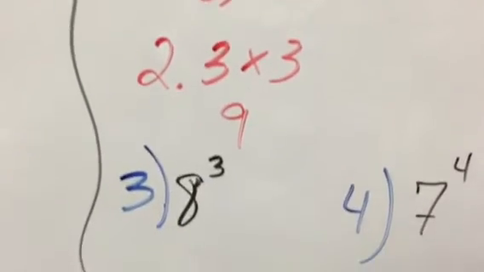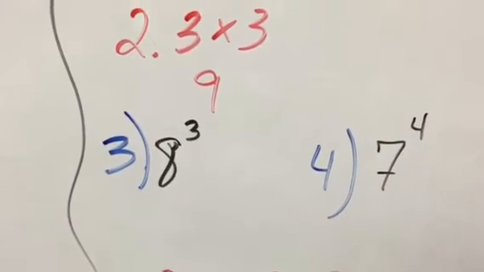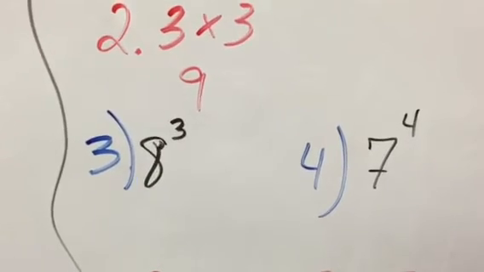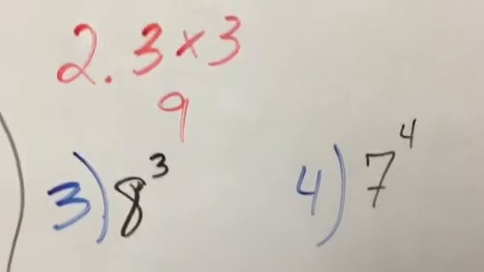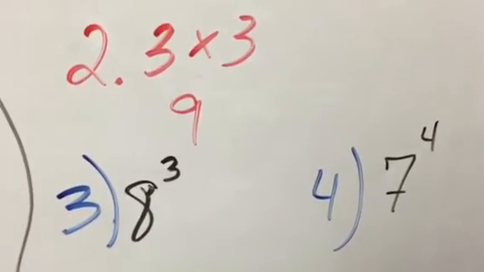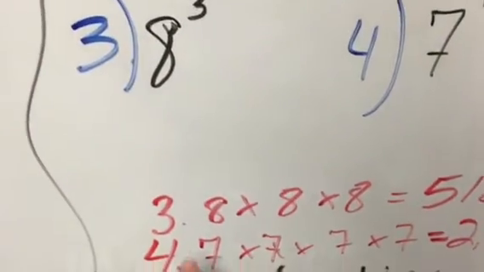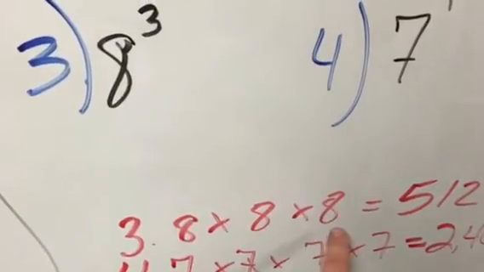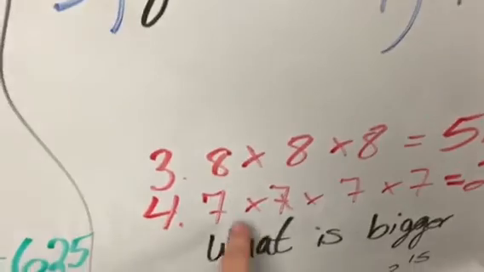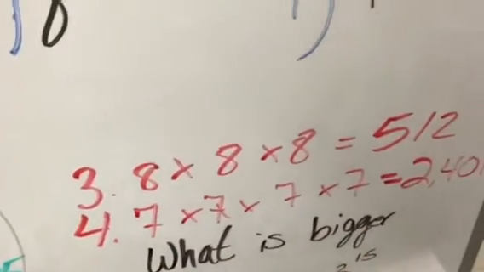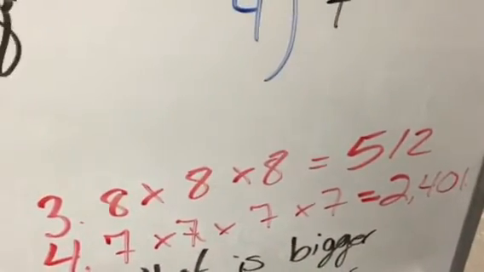The next two, 8 to the 3rd power or 7 to the 4th power. So this one, pause the video, see if you can get this. Right. 8 times 8 times 8 is 512. And 7 to the 4th power is 7 times 7 times 7 times 7, which is 2,401.